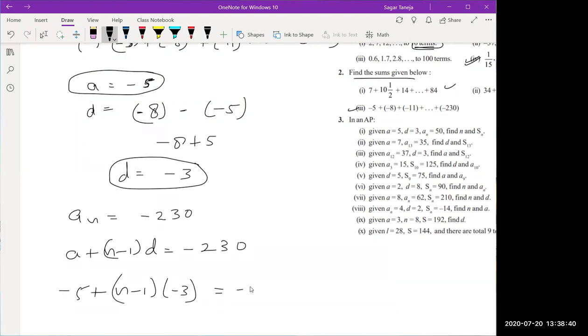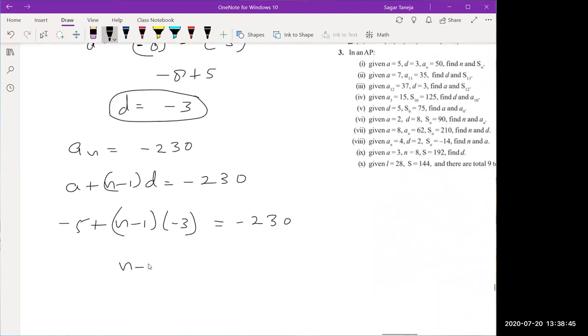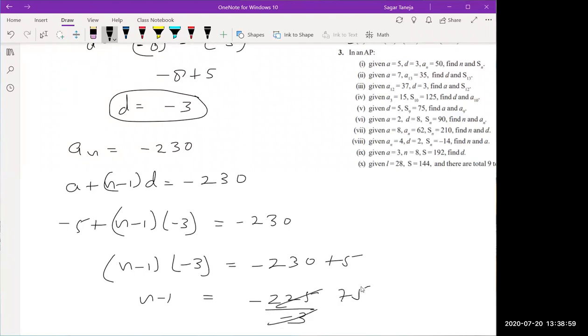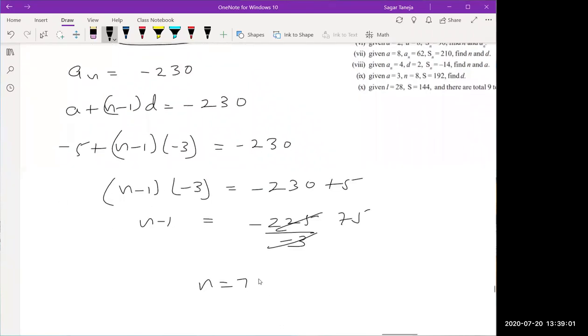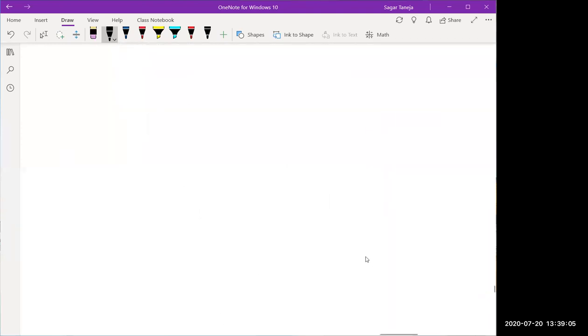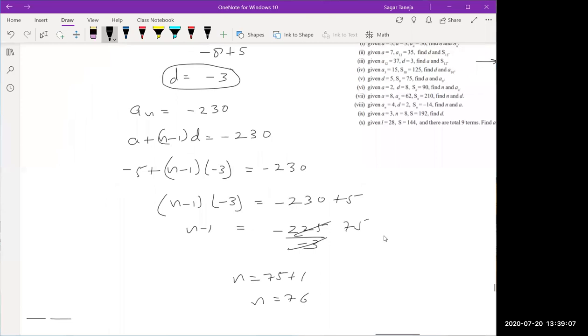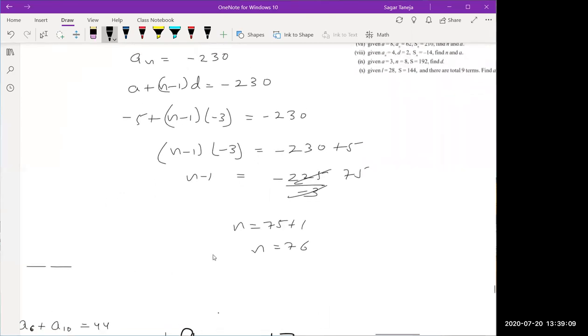okay, as the lecture is just going to get over, therefore we will do half of the part tomorrow and half we are solving right now. Minus 5 I have sent this side. I am just calculating right now the value of n. And n here is 76. Okay, and let me calculate Sn for you also then.